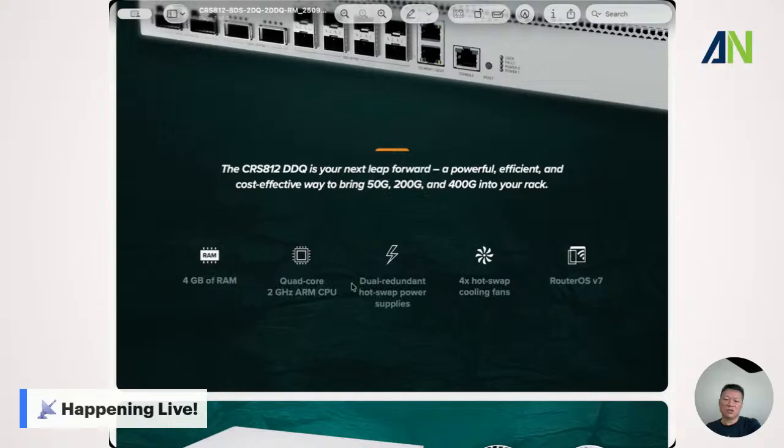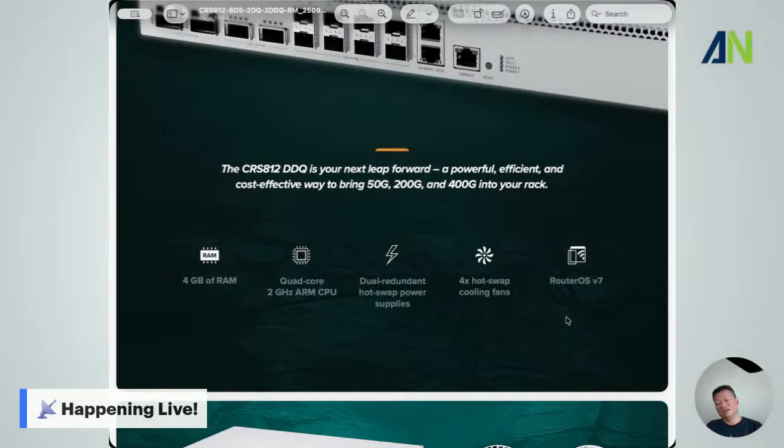Okay, the CPU itself is a quad-core 2 GHz ARM CPU, right? And then it also comes with dual redundant hot swap power supplies. Okay, and 4 of the fans are hot swap as well. And it only supports RouterOS version 7, right? So version 6 is no longer supported.